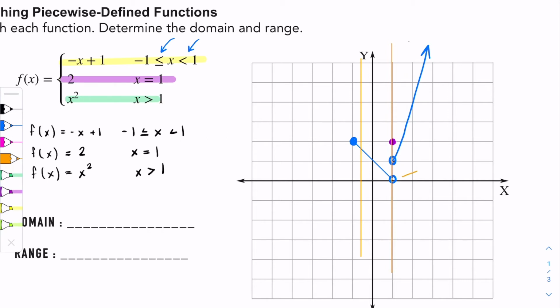And check this out right here. This is an open circle, not included. Open circle, not included. Closed circle is included, and that does pass the vertical line test because there is only one point on that line.